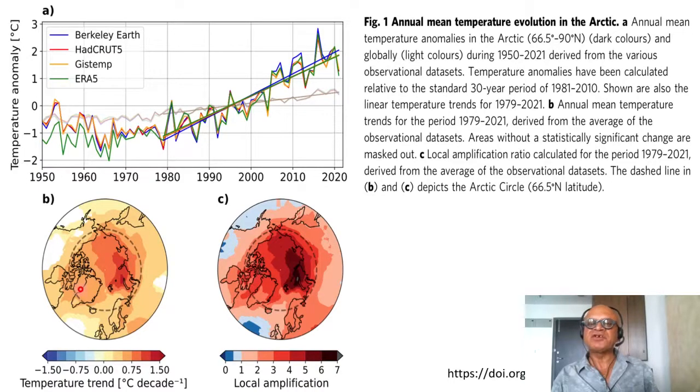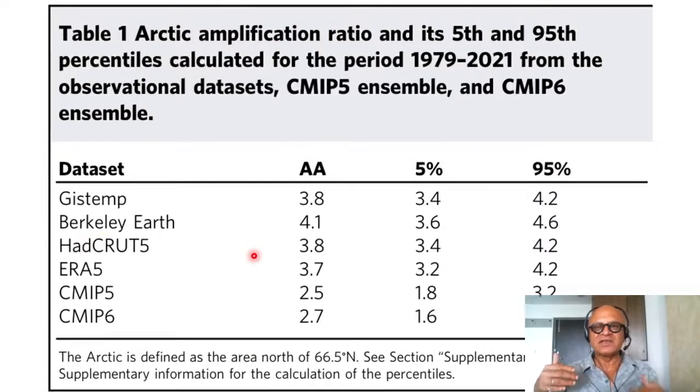Areas without statistically significant changes are masked out, so you can see some white regions over there. And this is the local amplification ratio calculated for the period 1979 to 2021, derived from the average observational data set. The dashed line in B and C depicts the Arctic Circle here. So one should note the differences, but also the fact that the amplification factor can be estimated, which is the Arctic warming versus the rest of the world. And this is critical because it also has lots of cascading effects, being the Arctic sea ice loss, meandering of the jet stream, heat waves, even the monsoon gets affected, and so on and so forth.